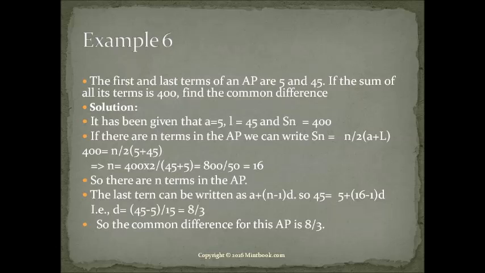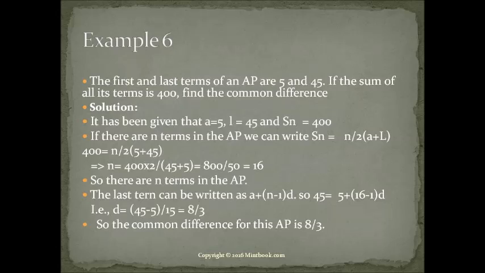Let's take another example which will show us the use of the sum formula in a different manner. This is example number 7 in the chapter Arithmetic Progression. The question reads, the sum of first n terms of an AP is 5n minus n square. Find the nth term of the AP. Now we can write this sum to n terms of an AP as Sn is equal to a plus d plus a plus 2d plus a plus 3d up till a plus n minus 2 into d plus a plus n minus 1 into d.